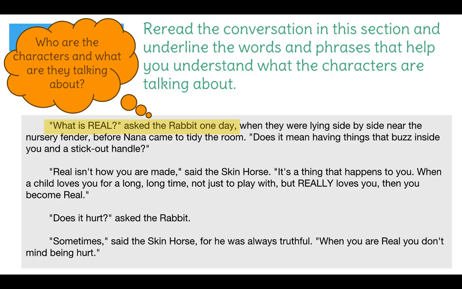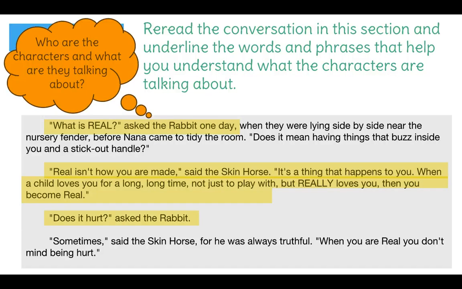"What is real?" asked the Rabbit one day. Well, this is Rabbit asking a question, and I'm really interested in how Skin Horse responds, so let me skip to where he responds. "Real isn't how you are made," said the Skin Horse. "It's a thing that happens to you. When a child loves you for a long, long time, not just to play with, but really loves you, then you become real." And now this is an important detail because Skin Horse is explaining how becoming real happens.